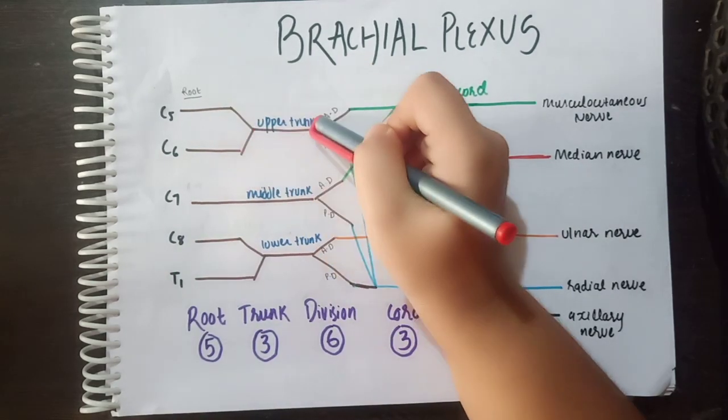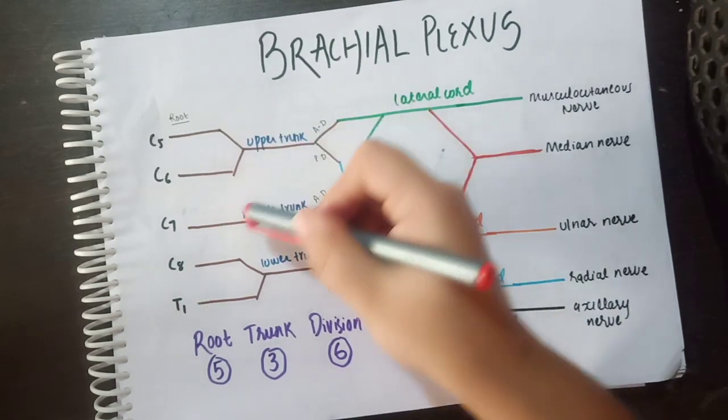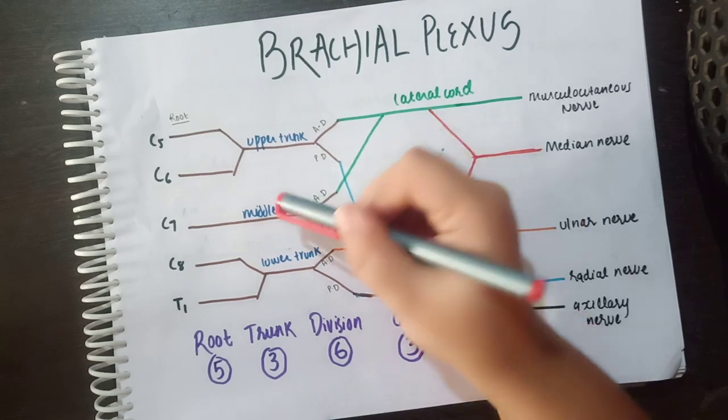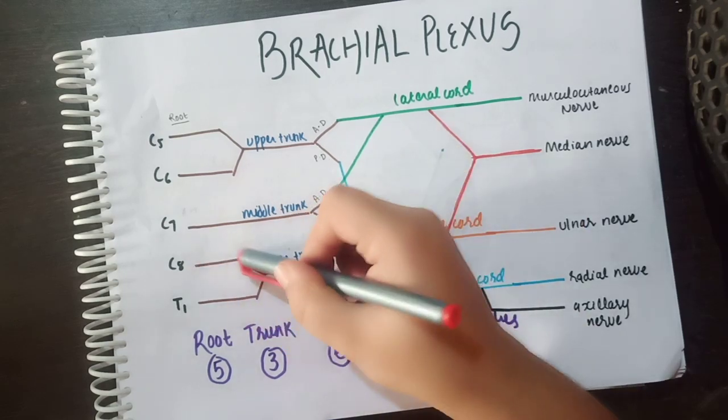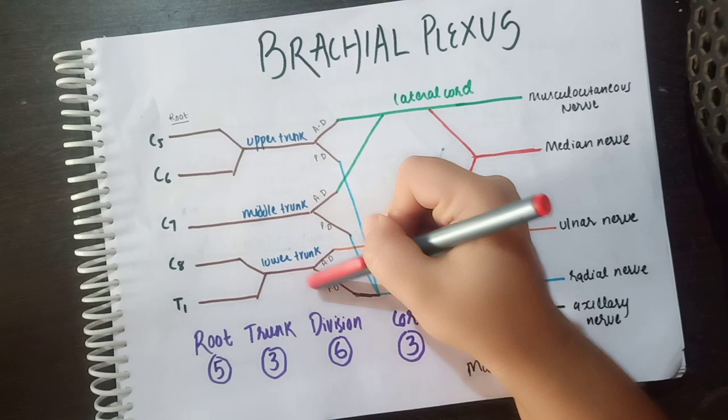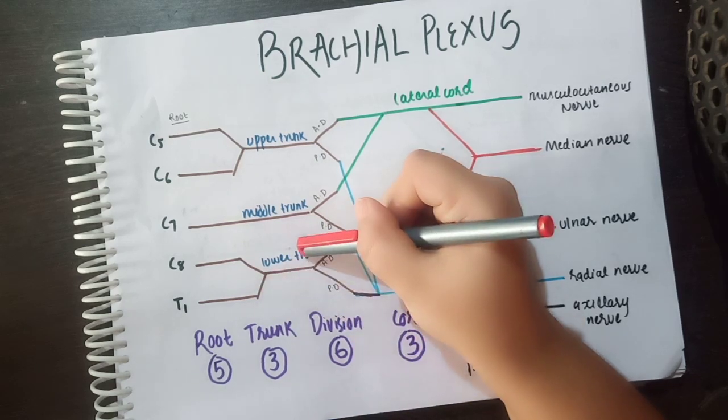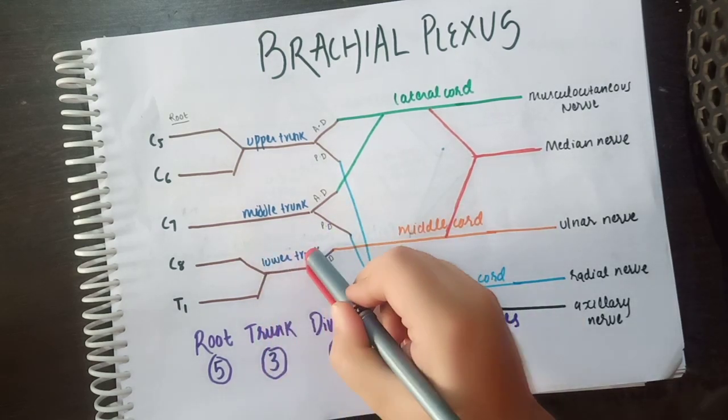When you join C5 and C6 and extend, you get the upper trunk. When you extend the C7 root, you get the middle trunk, and when you join the C8 and T1 and extend them, it forms the lower trunk. So all you have to do is just extend it.